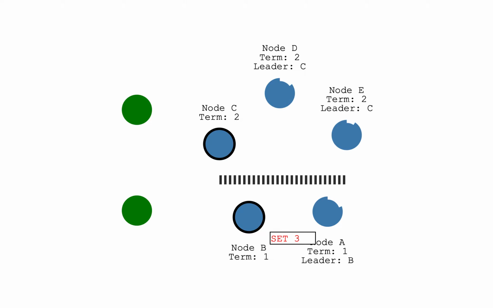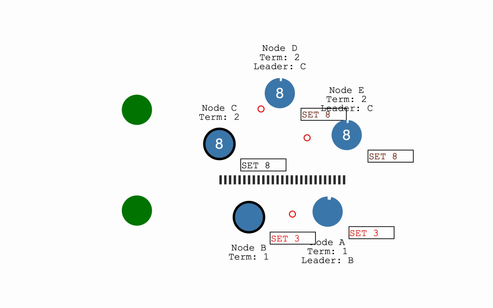One client will try to set the value of node B to 3, and node B cannot replicate to a majority, so its log entry stays uncommitted. The other client will try to set the value of node C to 8. Because it's the leader, it will communicate through it, and this will succeed because it can replicate to the majority. Now let's heal the network partition.